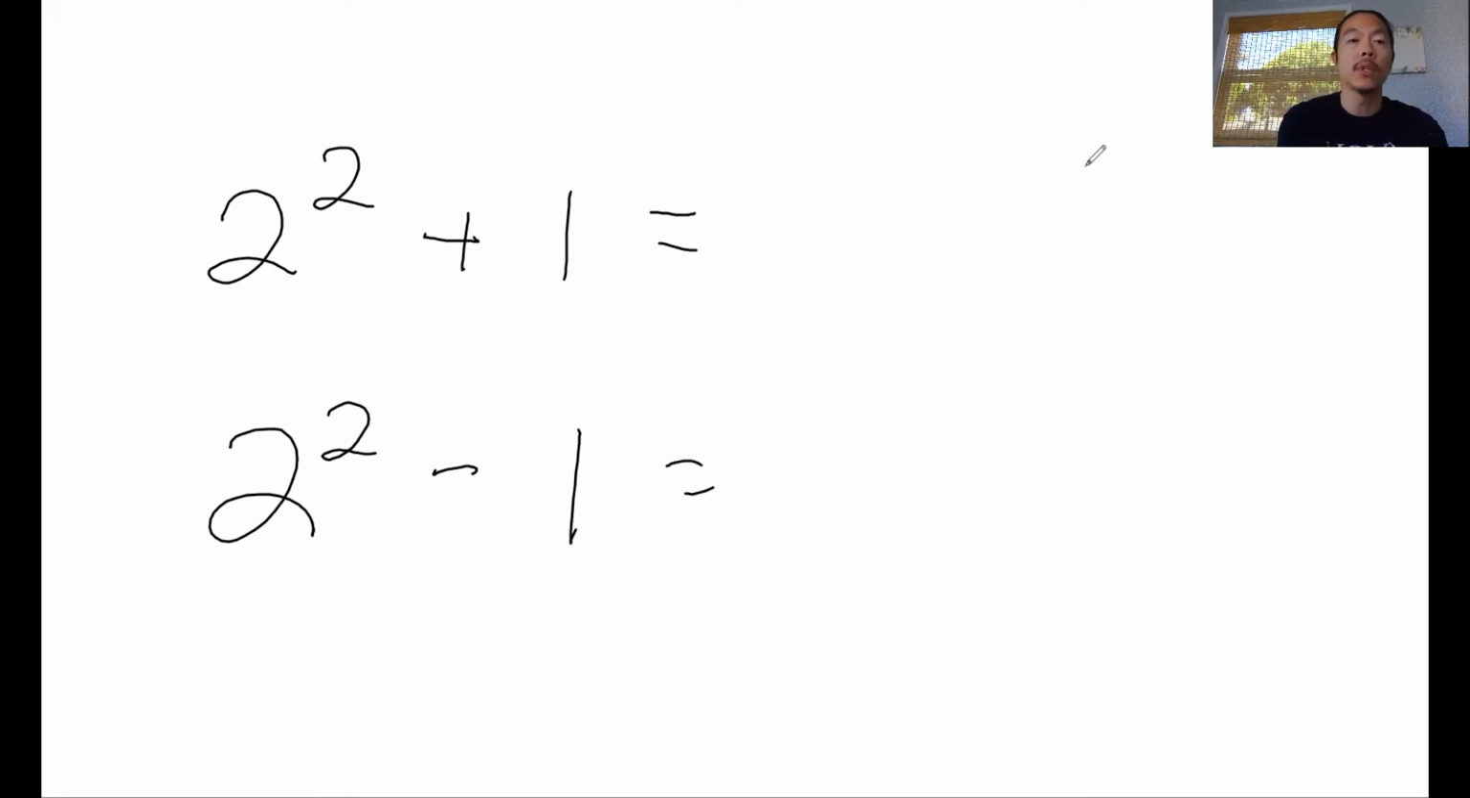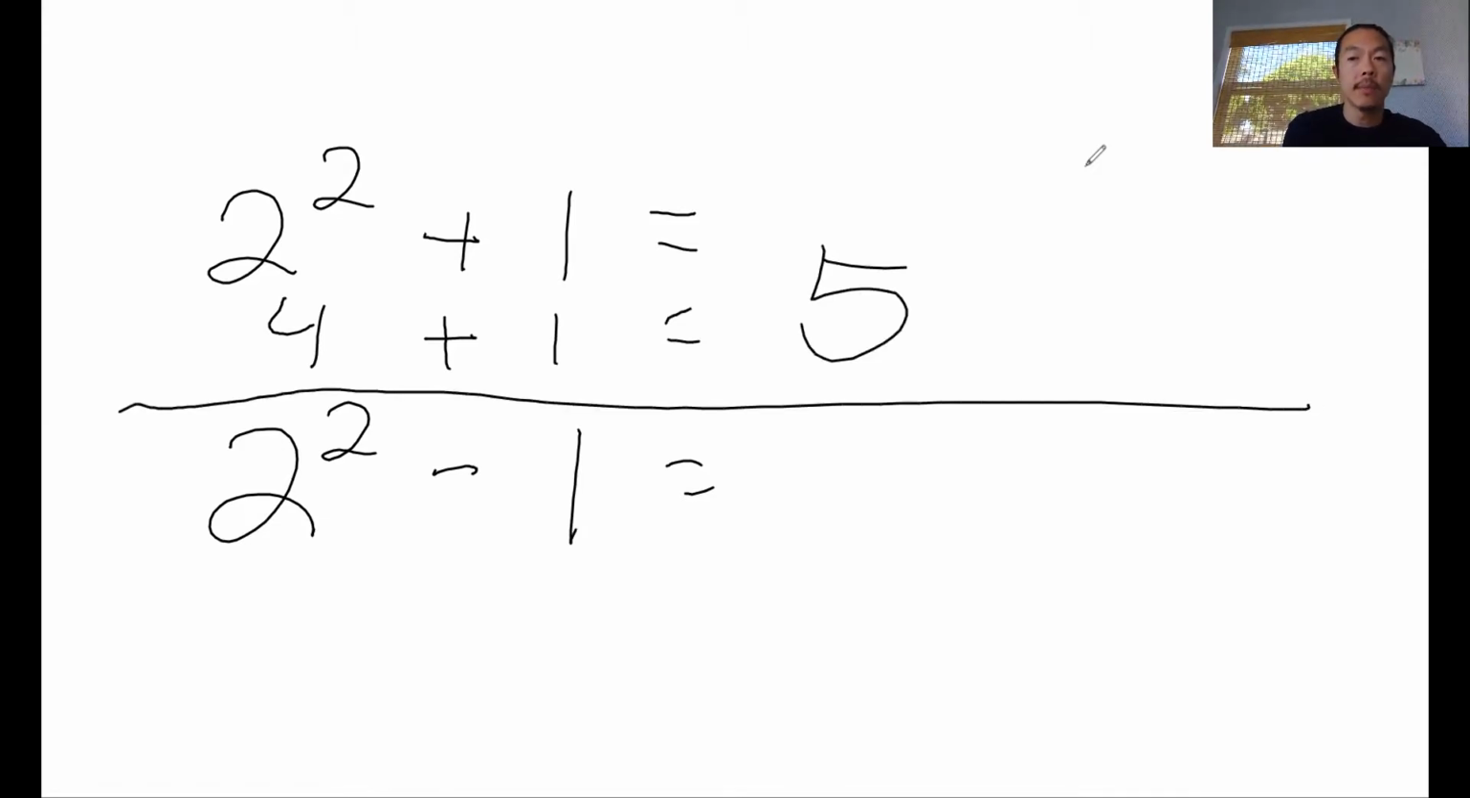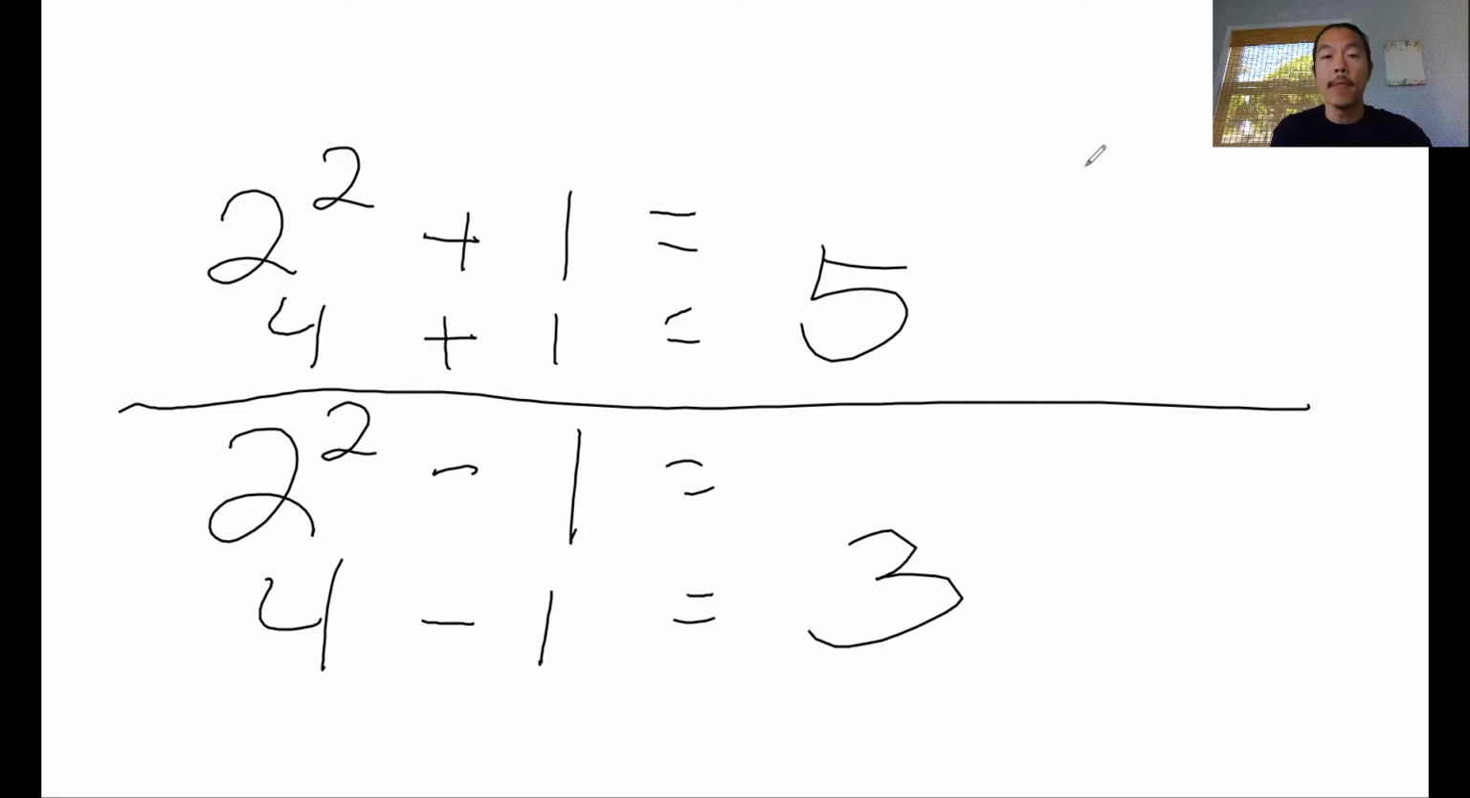Okay, so the first one, 2 to the second power, as we know, is 4 plus 1 equals 5. Okay? And then 2 to the second power we know is 4 minus 1 equals 3. Okay? So for the top one, 2 squared, or 2 to the second power, plus 1 equals 5. The second one, 2 squared minus 1 is 4 minus 1 is 3.